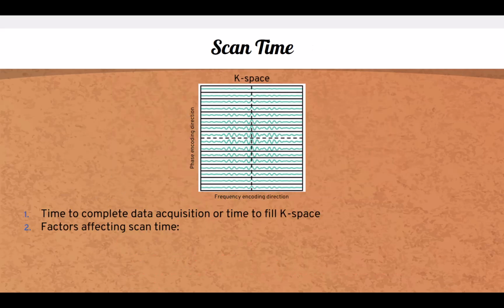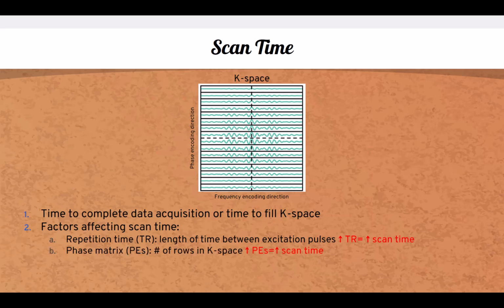The third pillar of image quality is scan time, which is the time to complete data acquisition, or time to fill K-space. Factors affecting scan time include repetition time, which is the length of time between excitation pulses. As you increase your TR, you are going to directly increase the scan time.